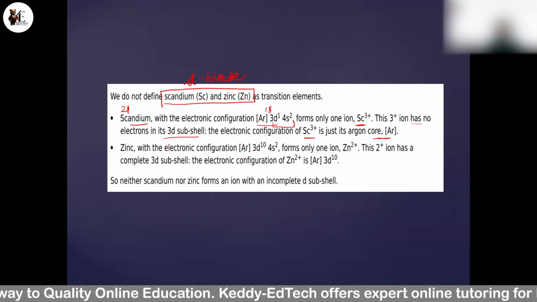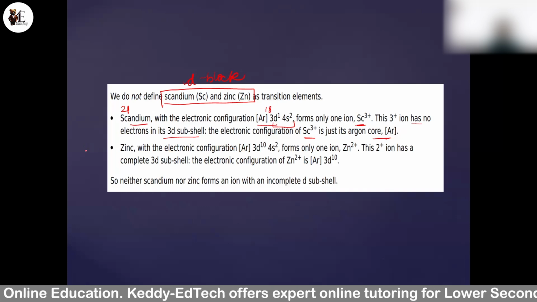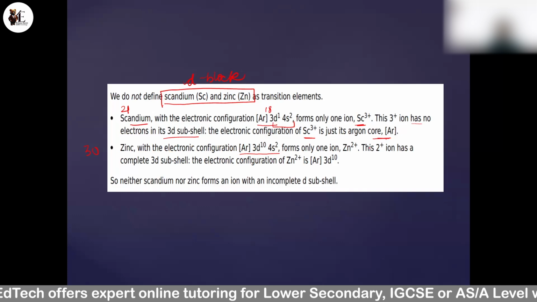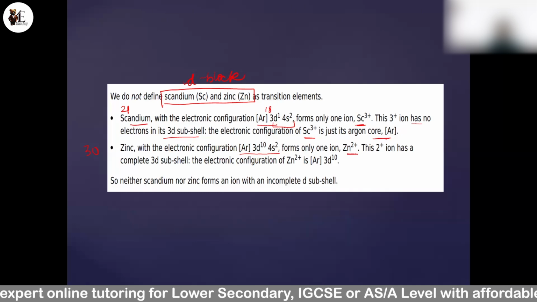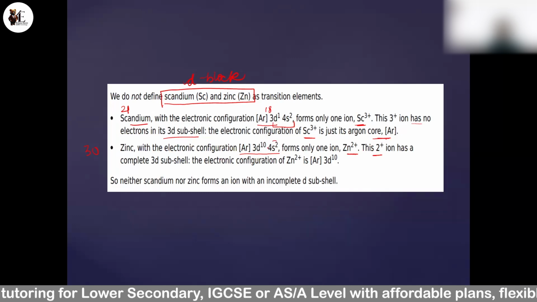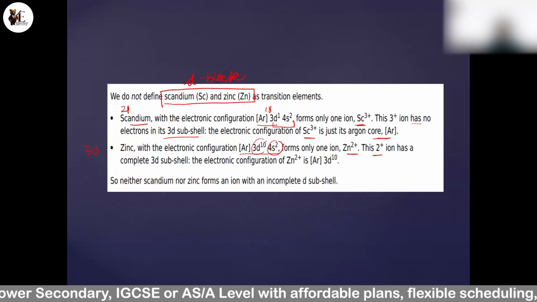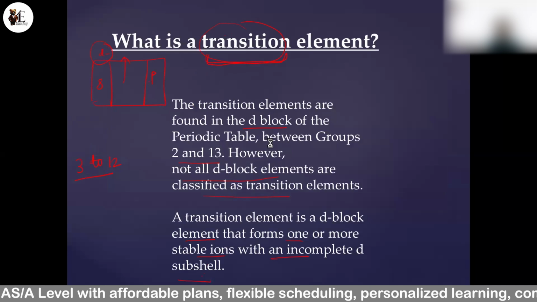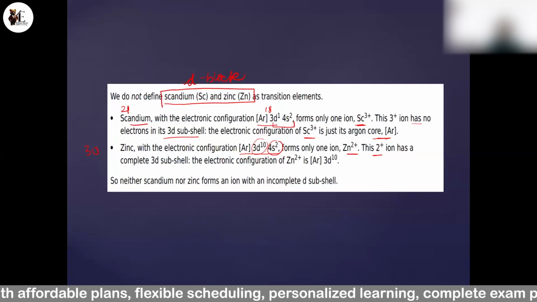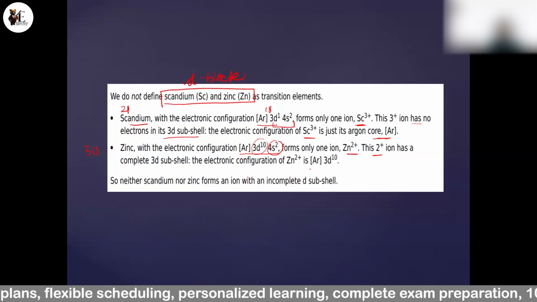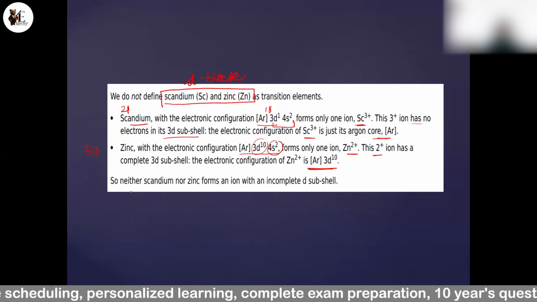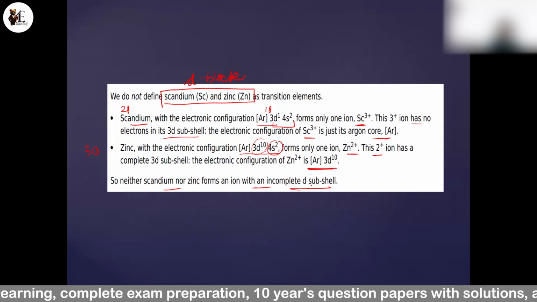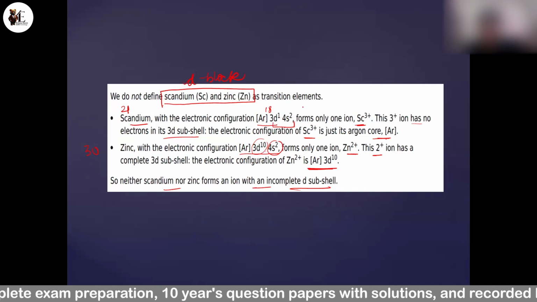While if we talk about zinc, its atomic number is 30, so its configuration would be argon 3d10 4s2. So it forms only one ion, Zn2 plus. Now this Zn2 plus, after removing the 2 electrons, has a fully filled 3d subshell, not incompletely filled. But in the definition it says that it should be an incompletely filled subshell. So its electronic configuration would be argon 3d10, which is completely filled. So neither scandium nor zinc forms an ion with an incomplete D subshell. Got it? Yes, ma'am.